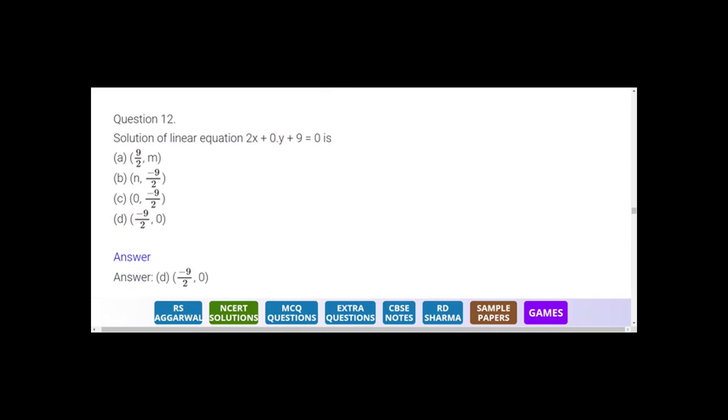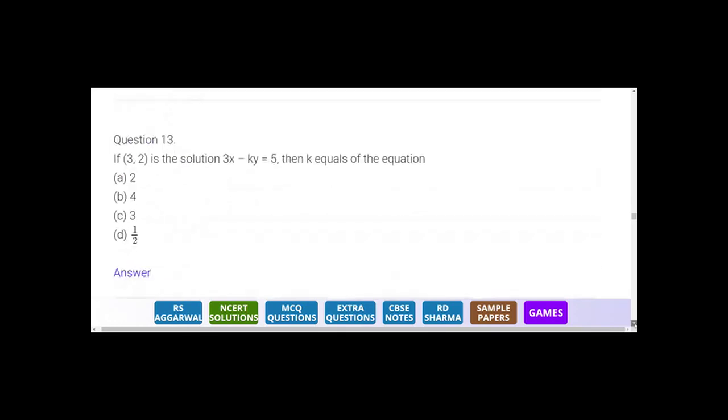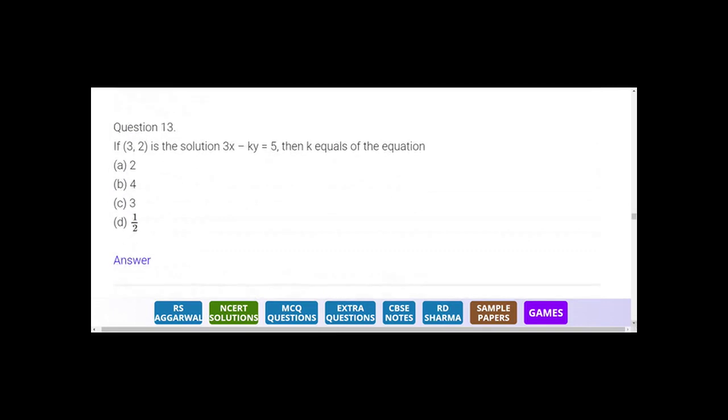Next is Priyadarshini. Yes, ma'am. 3, 2 is the solution of 3x minus ky equal to 5. Find the value of K. What is the answer? Put x equal to 3, y equal to 2. Find the value of K. How much you got? 1/2. What is the value of K?